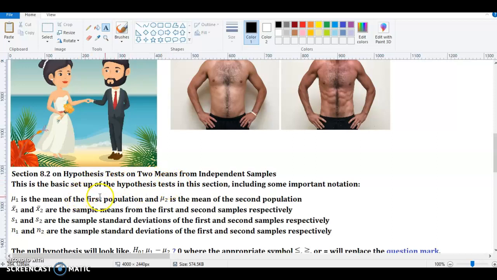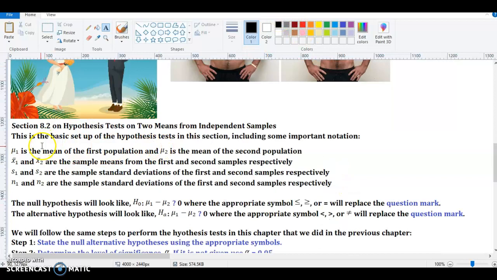This is the basic setup of the hypothesis tests in this section, including some important notation. You might remember the Greek letter mu represents the mean of a population. Because we're dealing with two samples, we're going to look at the difference between two means from independent samples. So mu1 is the mean of the first population, and mu2 is the mean of the second population. Unless you have all the data for the entire population, you're not going to know the values of these.